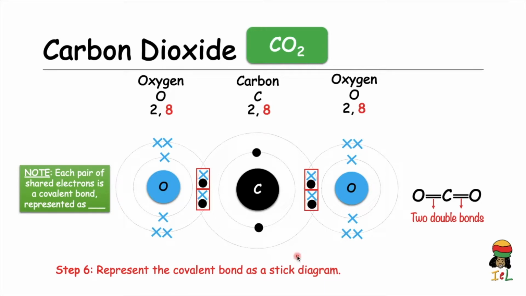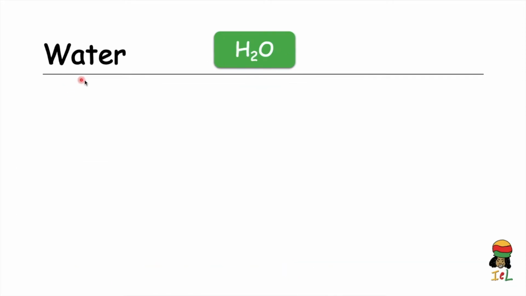To complete this example, this is what our dot and cross diagram would look like if we chose to draw it without the inner lying shells with electrons. Next is water, H2O, another example of a covalent compound consisting of more than 2 atoms bonding together. Water consists of 1 oxygen atom binding with 2 hydrogen atoms. Therefore, oxygen will be the central atom to which the hydrogens will bond.